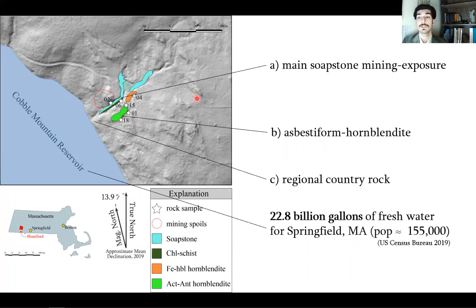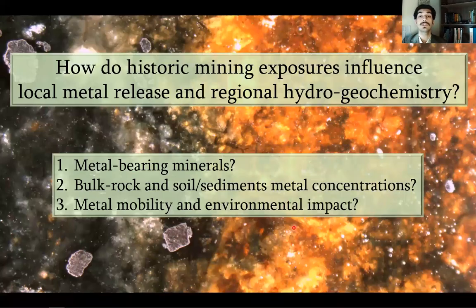And so just to reiterate, this historic quarry is very close to the Cobble Mountain Reservoir. And this is important because the Cobble Mountain Reservoir hosts 23 billion gallons of fresh water for Springfield and its 155,000 inhabitants. And so fundamentally, we really want to understand, how do historic mining exposures influence local metal release and regional hydrogeochemistry and water quality?